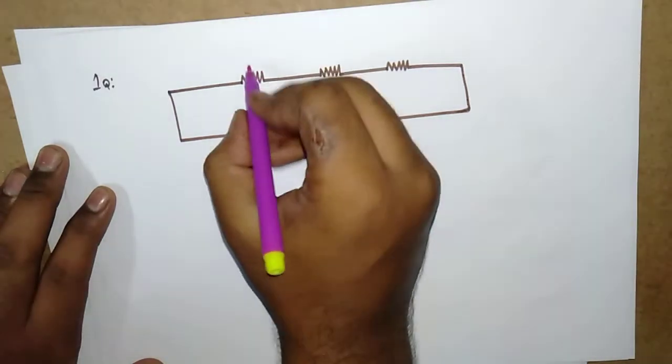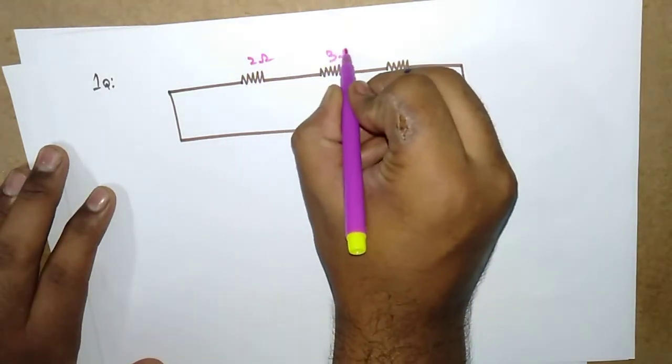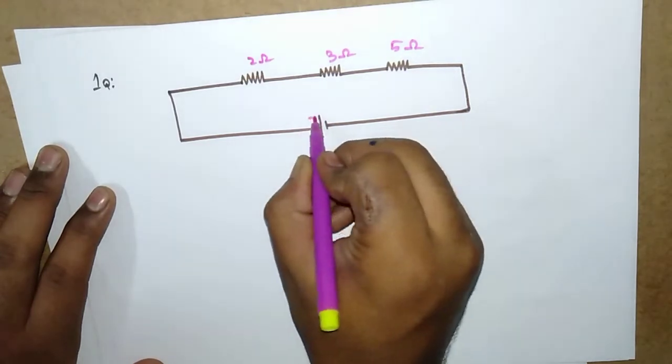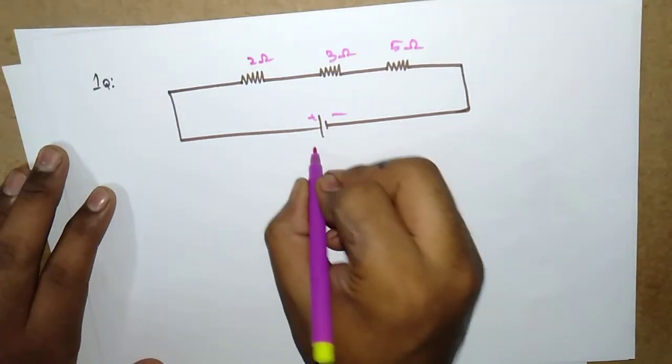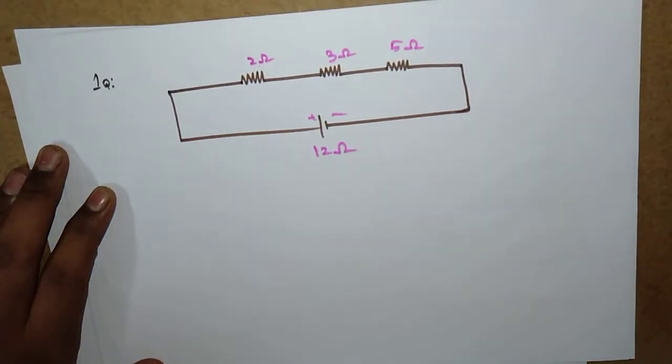okay, and this is 2 ohms, 3 ohms, 5 ohms. The battery voltage is 12 volts.